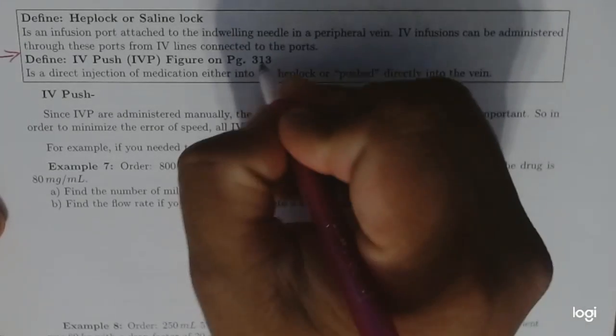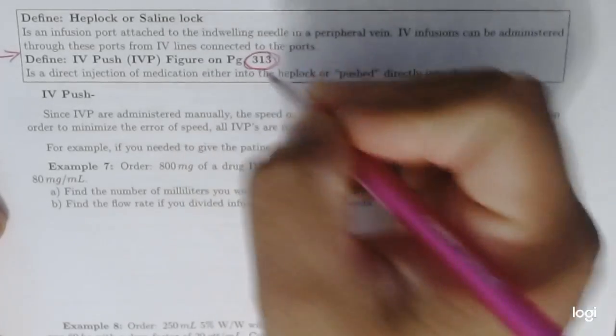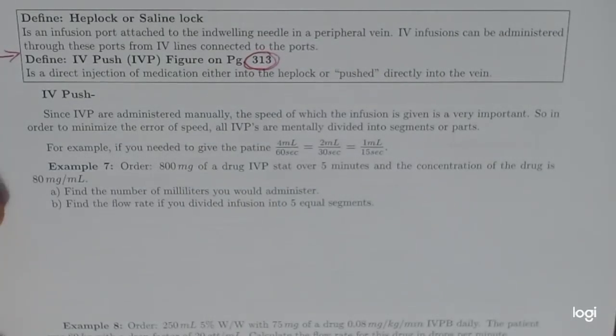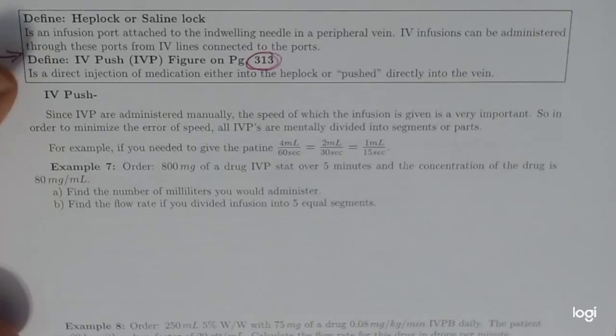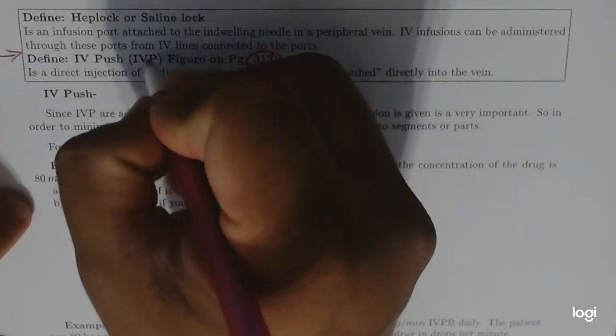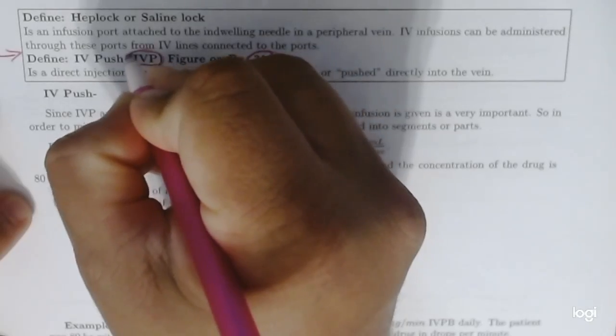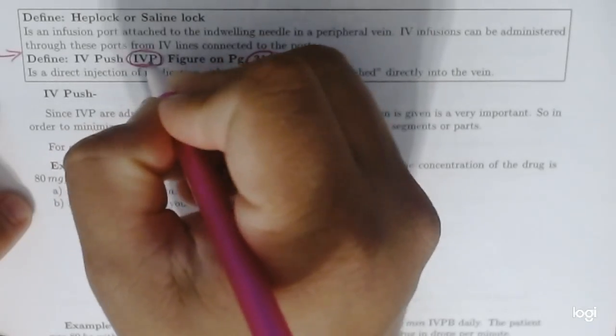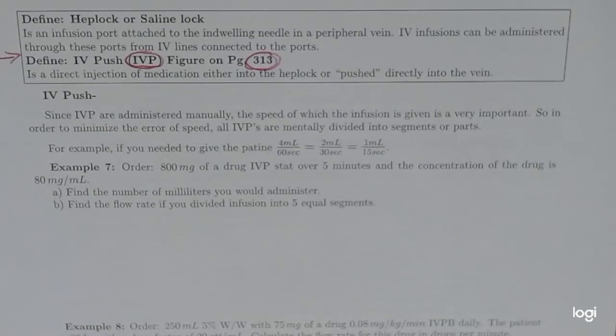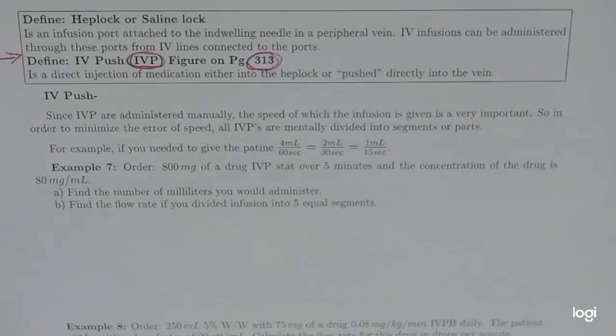Now, I give you this page, and I also have it on Canvas, so you guys can see exactly how that would work out, both the HEP lock and an IV push. But IV push is pretty self-explanatory. IV push, abbreviated IVP for short, so be wary of PBIV, right? And IVP mean two different things. Be very wary of the abbreviations. This is a direct injection of medication either into the HEP lock or pushed, hence why it's called push, directly in the vein. So you're literally pushing it yourself. So that's what's called an IV push.